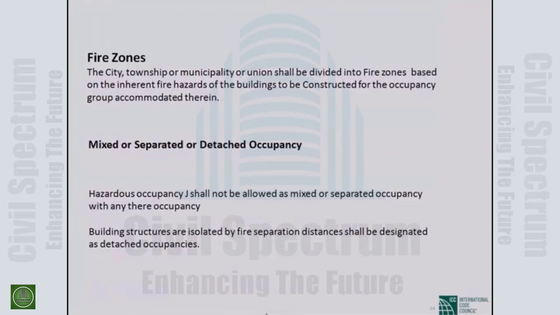Now I would like to talk about the fire zone. Previously, Bangladesh did not depend on fire zones. In every zone there was mixed occupancy. In Dhaka there was no definite fire zone. Now there are fire zones 1, 2, and 3.